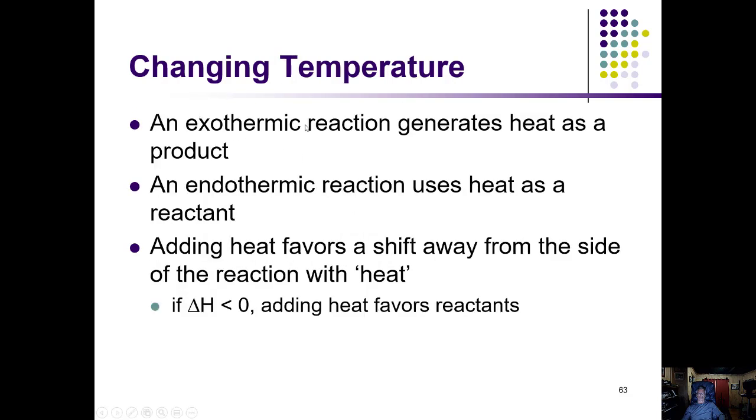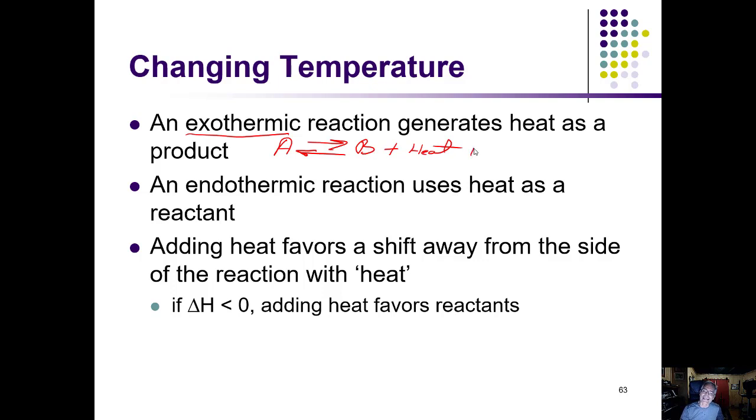So changing temperature. If we have an exothermic reaction, it generates heat as a product. It's easy to think about it this way. So I've got A going to B, and let's say this is an exothermic reaction. Well, for an exothermic reaction, heat is a product of that reaction. And if heat is a product of that reaction, just treat it as any product, in the same way that you would treat B as a product.